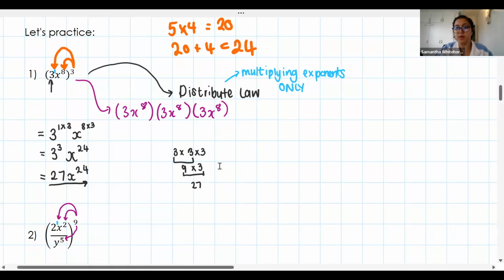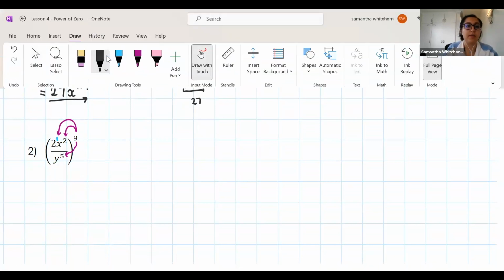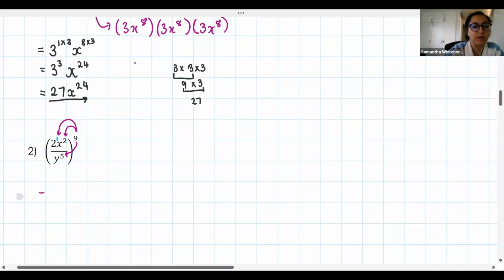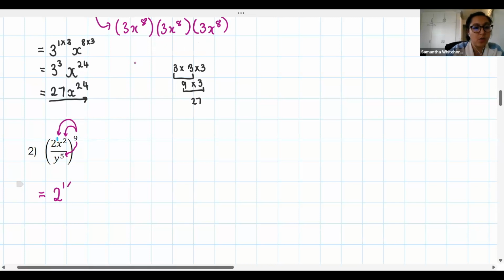Okay, so I'm going to go through this because I see our variable exponents are looking quite good, but our numbers are looking a bit strange. Remember I said we multiply the exponent outside, that 9, with all of our exponents inside. So for the 2, we've got 2 to the power of 1 times 9. For the x, we've got x to the power 2 times 9. And for the y, in our denominator, we've got y to the power 5 times 9.